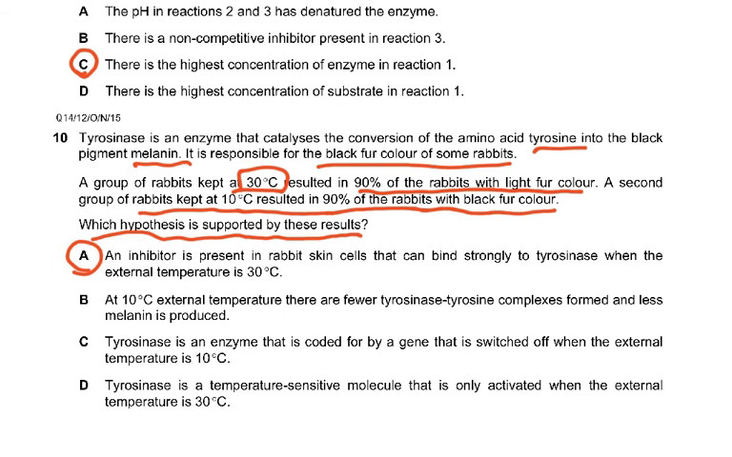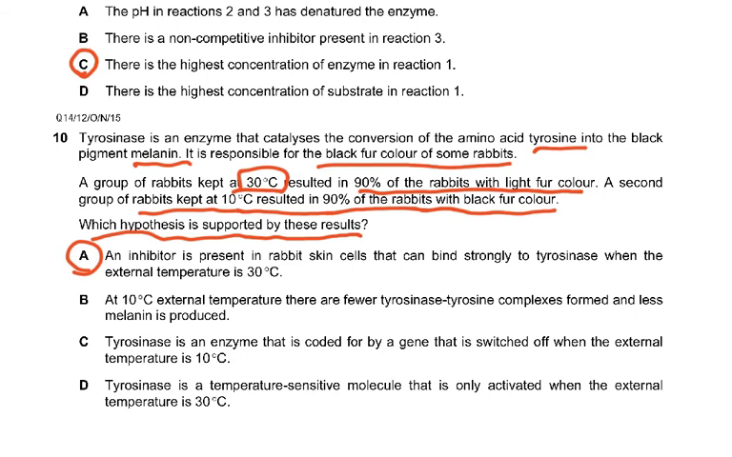Tyrosinase is an enzyme that is coded for by a gene that is switched off when the external temperature is 10 degrees Celsius. Tyrosinase is a temperature-sensitive molecule that is only activated when the external temperature is 30 degrees Celsius. Well, of course, you can see how the others are all wrong and A is the correct answer.